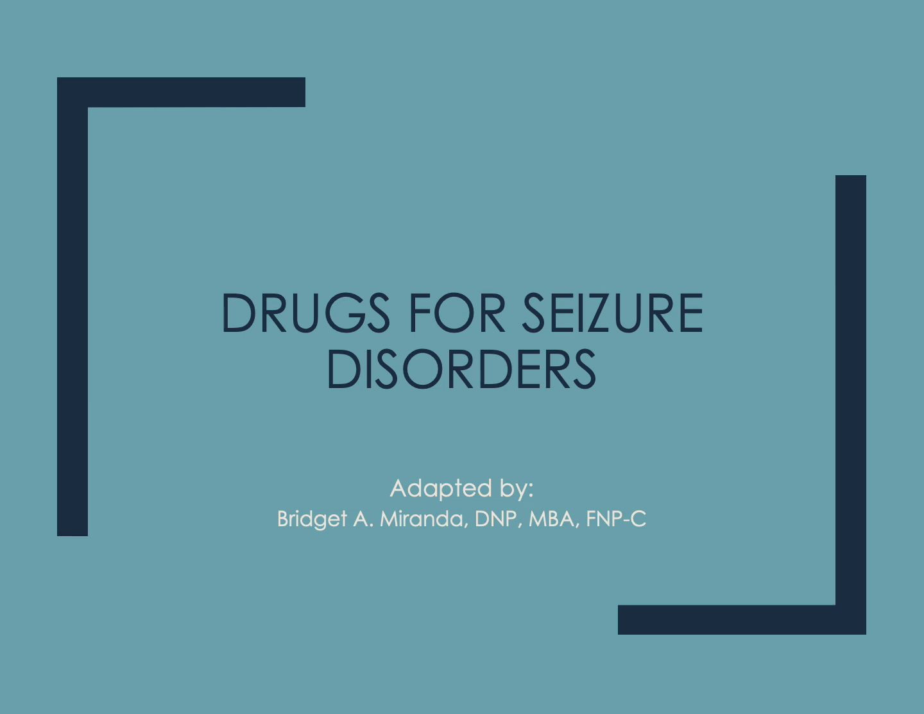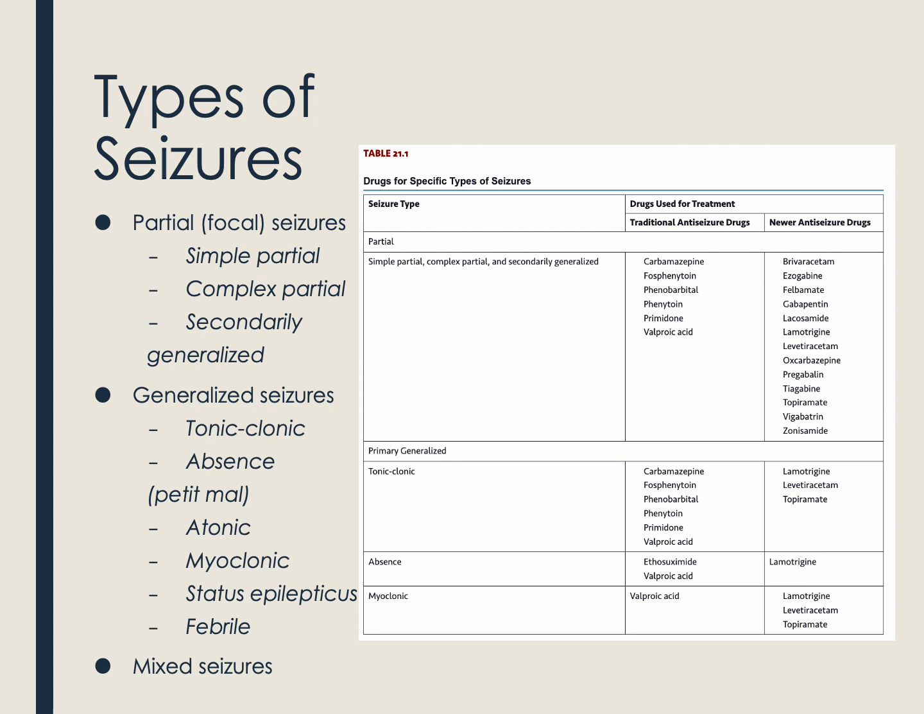In this presentation, we're going to discuss drugs for seizure disorders. We are going to talk about seizure disorders, and mainly we will be talking about epilepsy as well. Epilepsy refers to a group of chronic neurologic disorders characterized by recurrent seizures. They're brought on by excessive excitability of neurons in the brain. Symptoms can range from brief periods of unconsciousness to even violent convulsions.